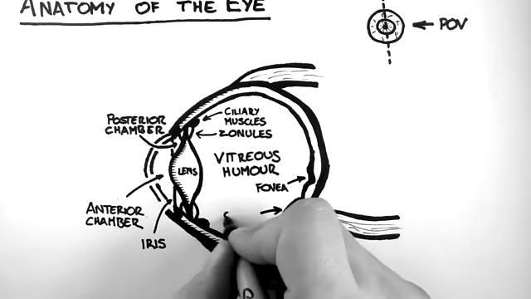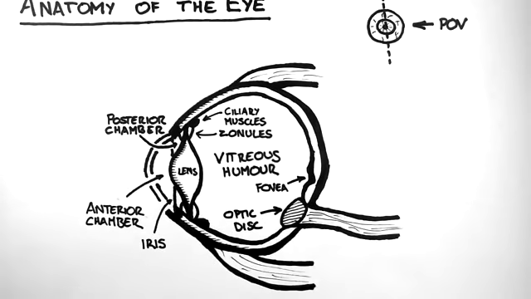At the back of the eyeball, we also have the optic disc. This is the point where all the nerves from the photoreceptors dive back through the retina and then onward to the brain through the optic nerve. The optic disc is responsible for the blind spot in our vision.